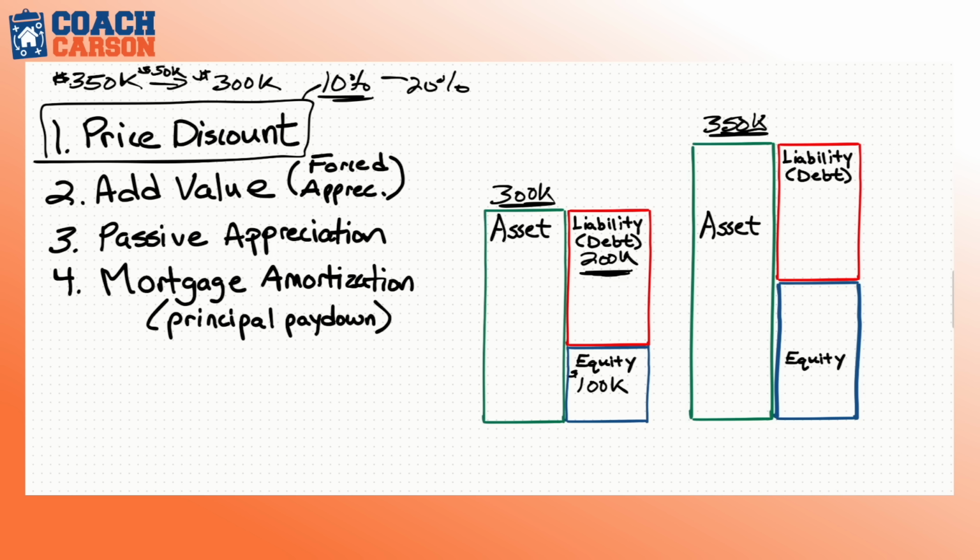But then a month later, if you turned around and wanted to sell it, this property is worth $350,000. So the actual asset you have is worth $350,000. You still have a $200,000 loan, but because that asset is worth more, your $100,000 equity is now worth $150,000. The difference between $350,000 and $200,000 is $150,000. So basically instantly, because you negotiated a lower price, your equity has grown from $100,000 to $150,000. And that's just because you bought it at a discount.